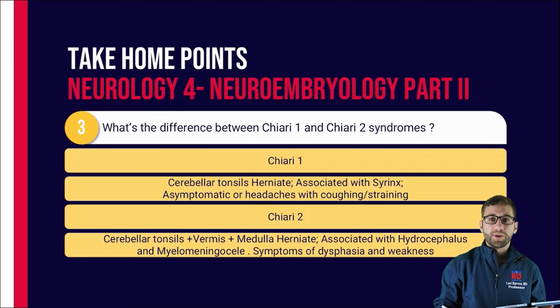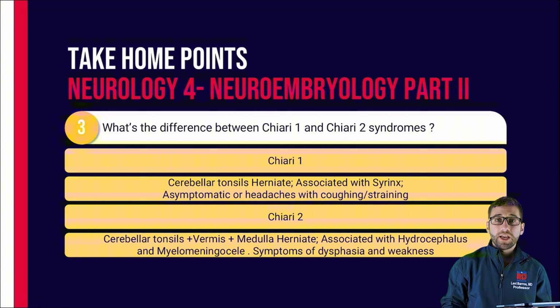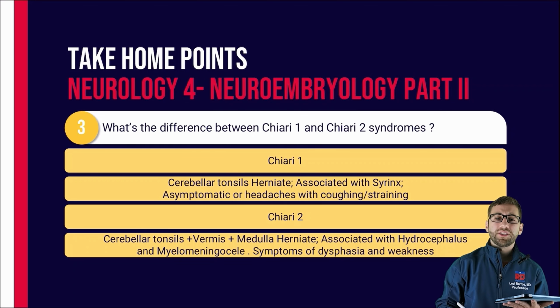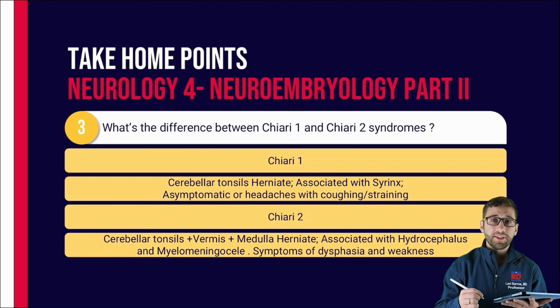a more severe form of the disease and involves the herniation of cerebellar tonsils, vermis, and medulla. It is typically associated with hydrocephalus and myelomeningocele, leading to symptoms such as dysphagia, stridor, and weakness. This patient often presents with severe neurological deficits early in life, and the prognosis is poor.